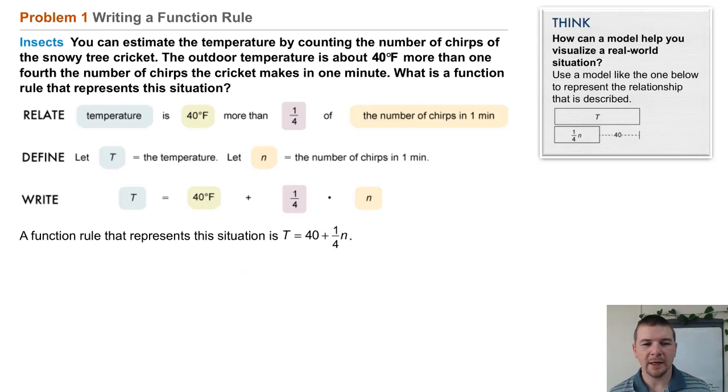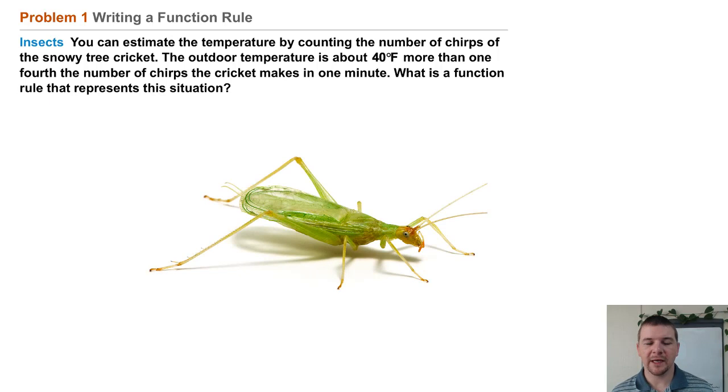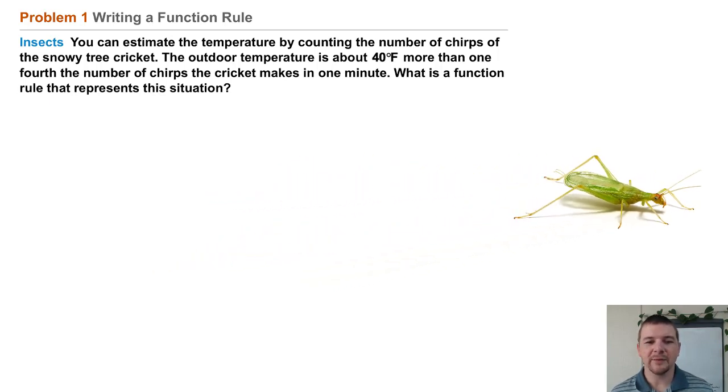This leads us to problem 1, writing a function rule. It involves insects. You can estimate the temperature by counting the number of chirps of the snowy tree cricket. The outdoor temperature is about 40 degrees Fahrenheit more than 1/4 the number of chirps the cricket makes in 1 minute. What is a function rule that represents this situation?